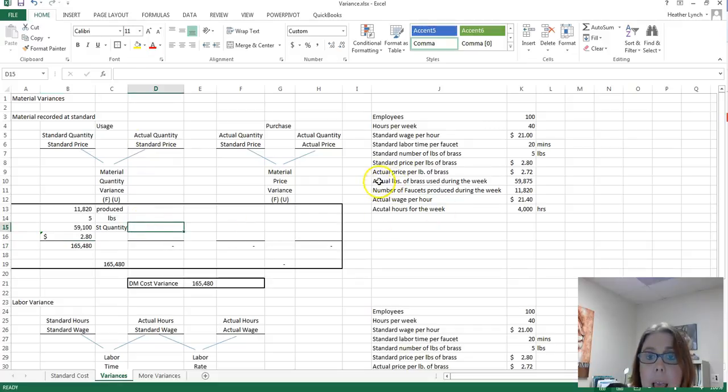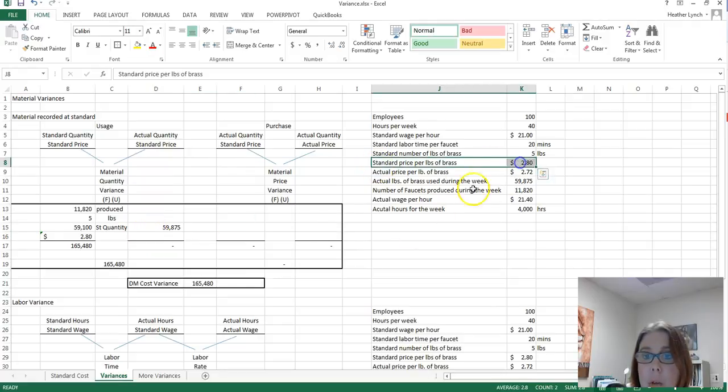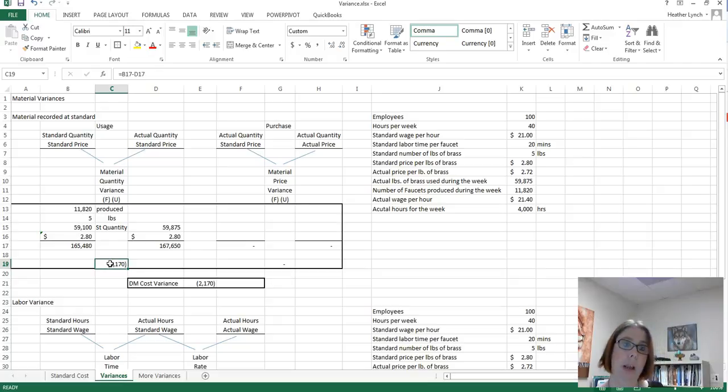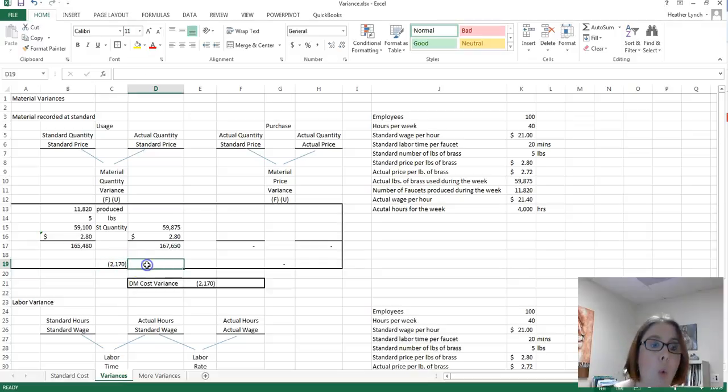Now, for our usage, we look at our actual quantity. They say actual pounds of brass used during the week was 59,875. That came from this amount over here. And we still take it times our standard price. Remember, your standard price per pound was $2.80. By doing this, it takes the guesswork out of having actual quantity and standard quantity. What we wind up with is 2,170 as a negative, so we're going to say that was unfavorable.